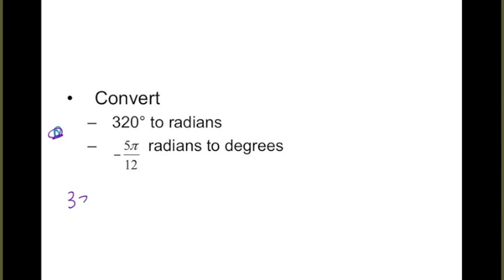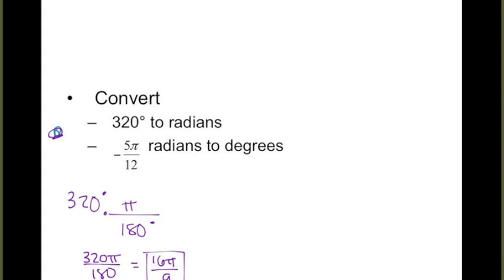Okay, so for the first one, I've got 320, and that's degrees. So I'm going to put my degrees on the bottom, which puts the pi on the top. And when I multiply, that gives me 320 pi over 180. And I want to reduce that down, which will give 16 pi over 9. Leave it as an improper fraction, so don't divide out the 16 and 9, but reduce down that fraction as much as possible. And then the pi just kind of hangs out in the top of that fraction.